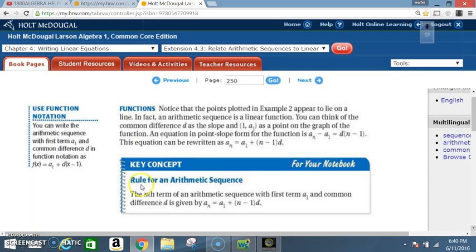Key concept. Rule for an arithmetic sequence. The nth term of an arithmetic sequence with the first term a sub 1 and a common difference d is given by a sub n is equal to a sub 1 plus n minus 1 times d, where a sub 1 is the first term, d is the common difference, and n is whatever term you're trying to find.